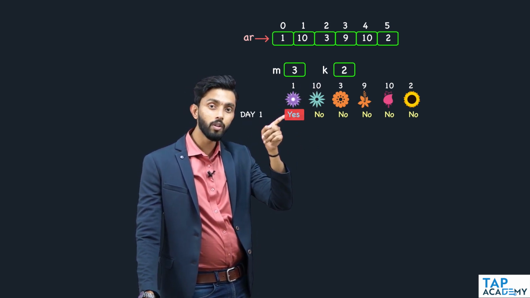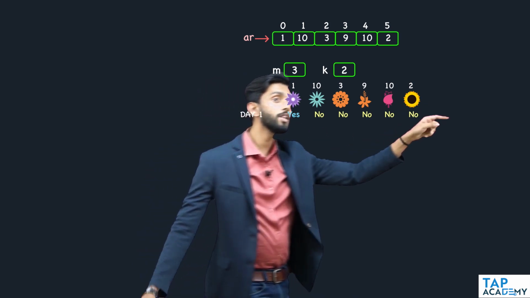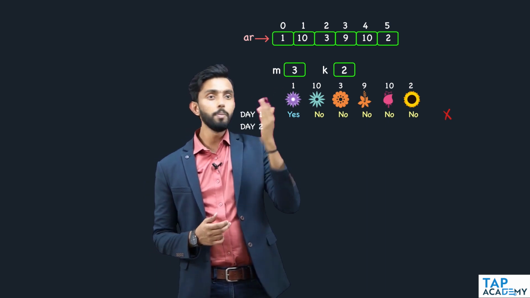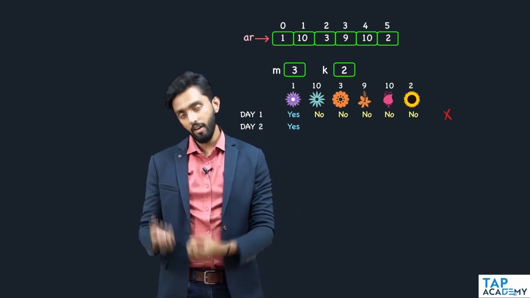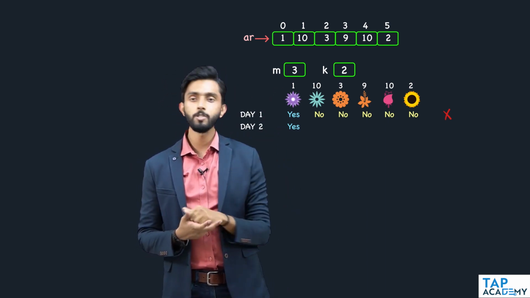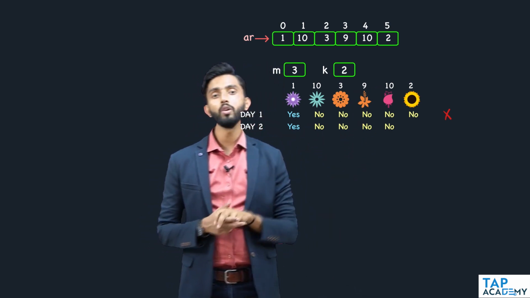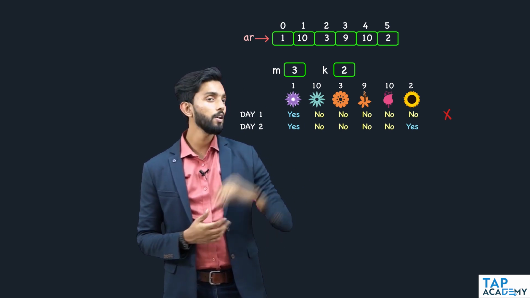So tell me, you have 1 flower in the garden. Can you make a bouquet? No. No means X. Any confusion till here? Day 2, obviously the first flower will bloom because it takes only 1 day. Every day that flower will bloom. So yes. Next flower, no. Oh, the last flower takes only 2 days. So yes. Any confusion till here?